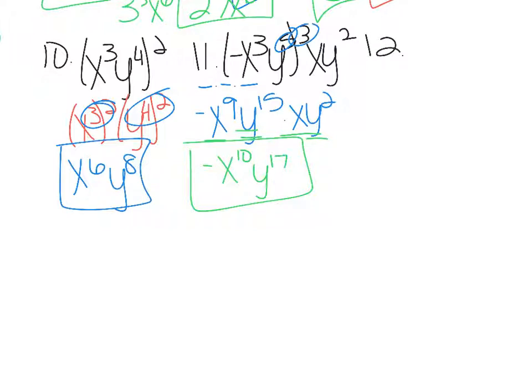Number 12. Okay, this one says (a squared b cubed) to the negative 2nd times a to the 4th b.